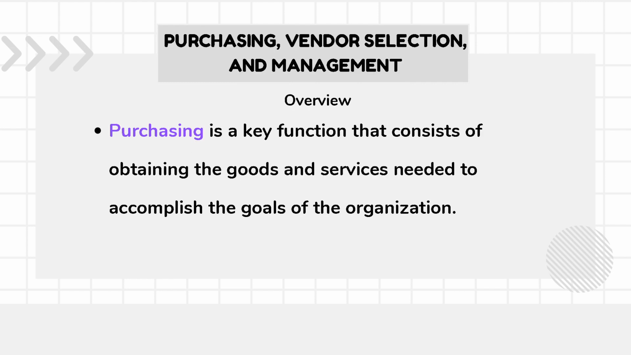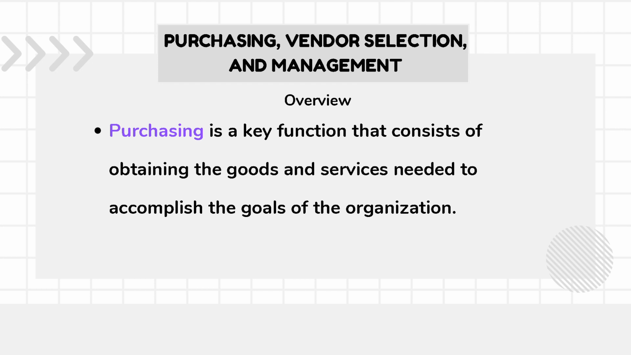Next is purchasing, vendor selection, and management. Purchasing, vendor selection, and management are critical aspects of business operations, and auditing function and activities in these areas are essential to ensure transparency, efficiency, and compliance with organizational policies and standards. Vendor selection is the process of choosing suppliers or service providers based on criteria such as quality, cost, reliability, and reputation.